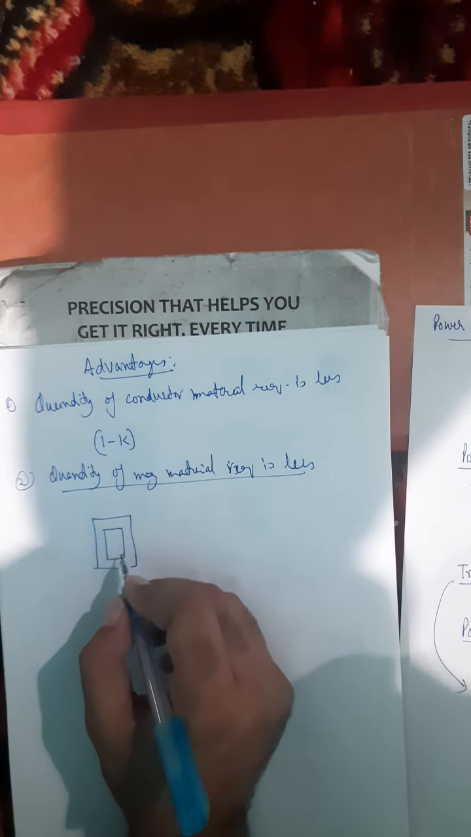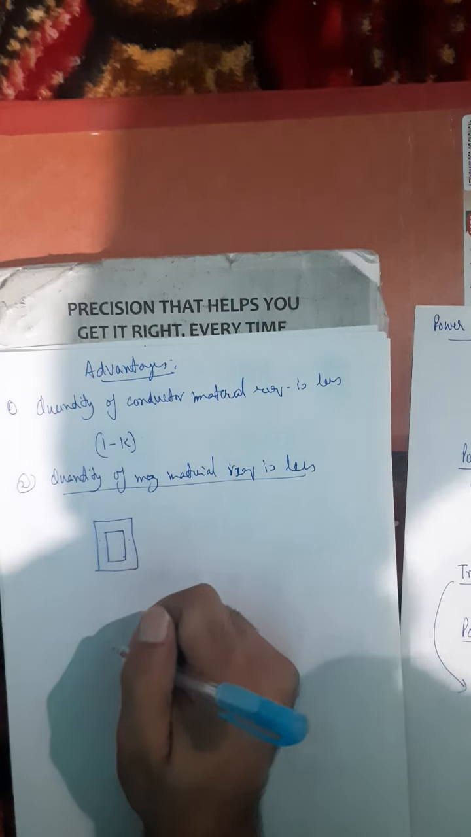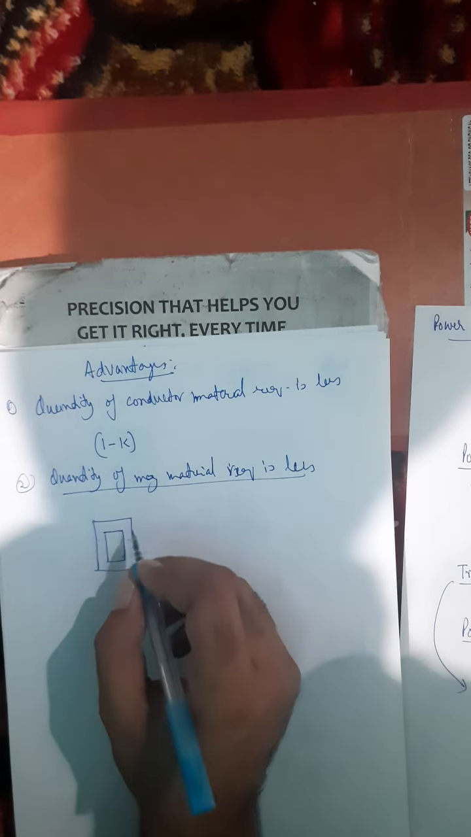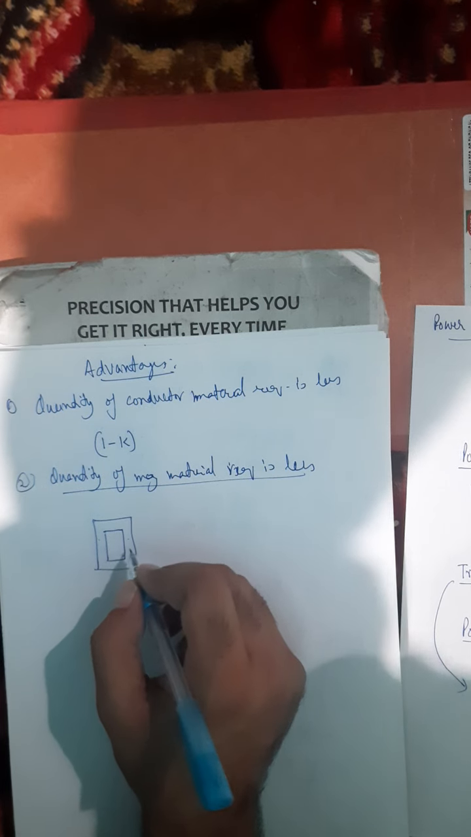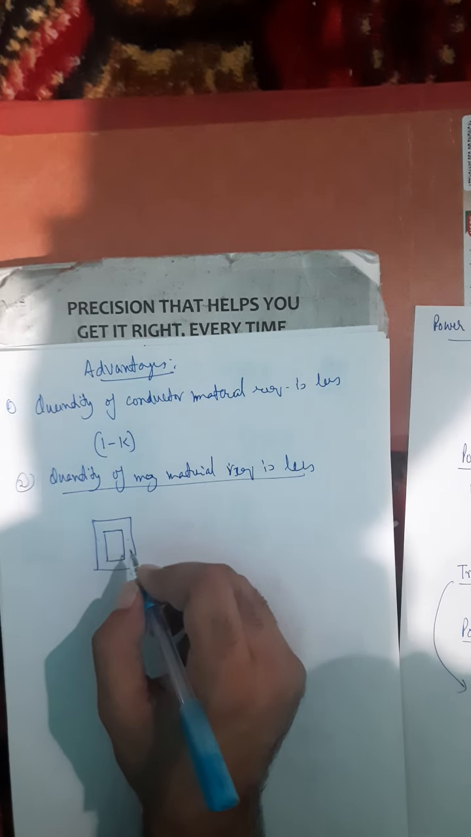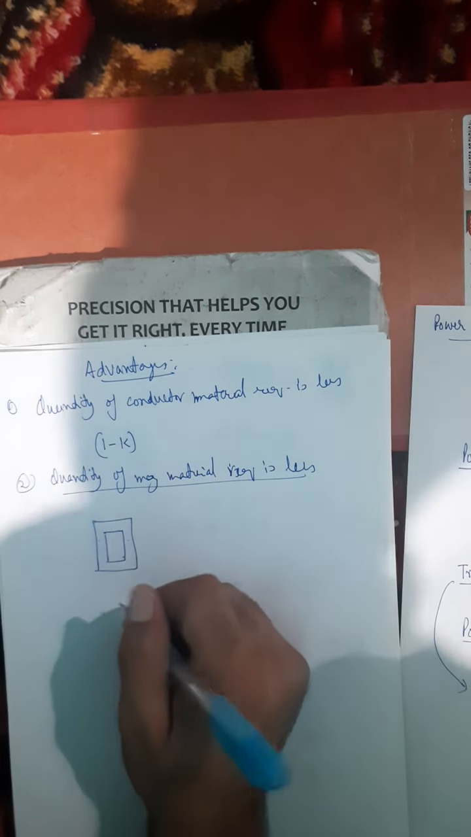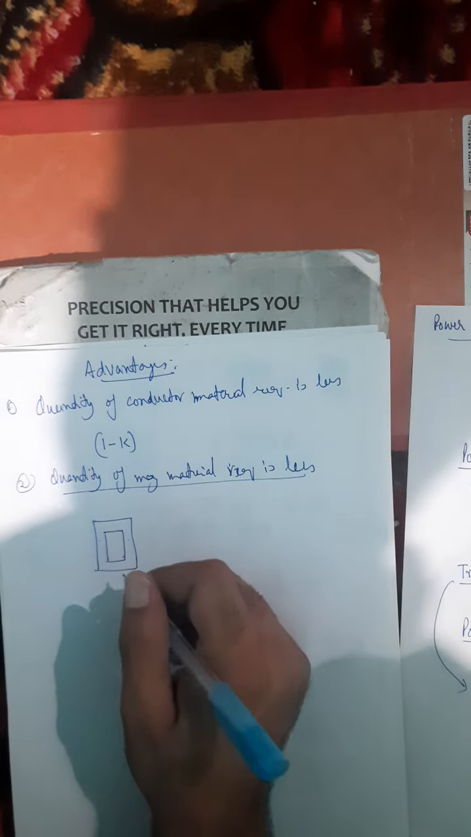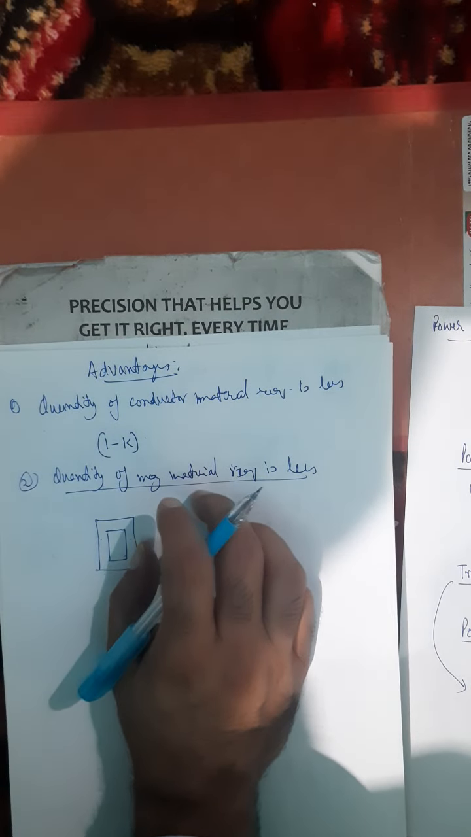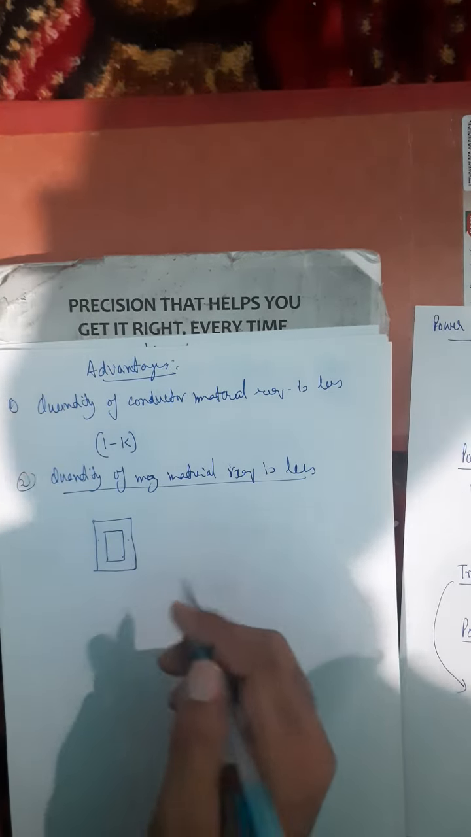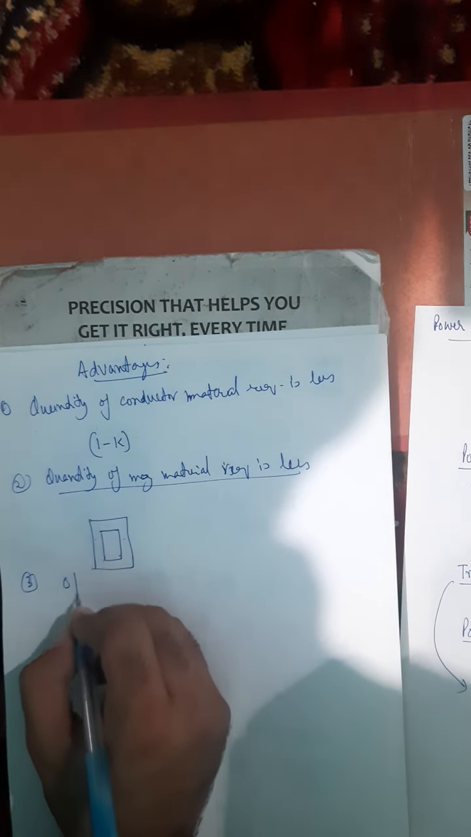It shows that for the same core area, the weight of the auto transformer core is less, hence there is further saving in the core material. So I am saying that auto transformers are more economical than the two winding transformer. Next, third, it operates at higher efficiency.